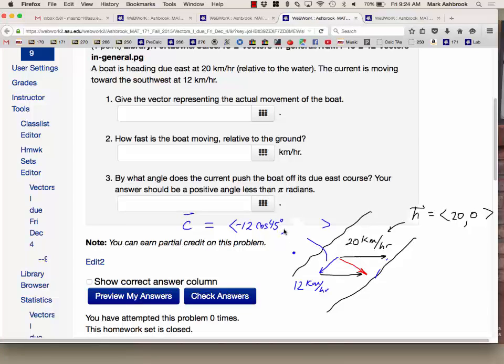We can express it as degrees if we want, just knowing that if we put it into WeBWorK, we're going to have to put in the radian equivalent, okay? But we can express it as degrees. And then the y coordinate? Negative 12 sine.